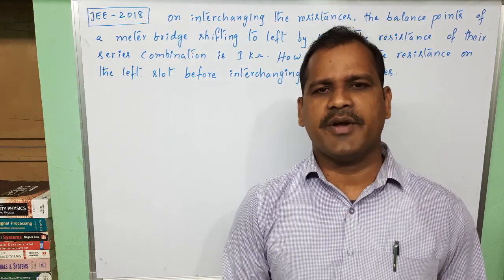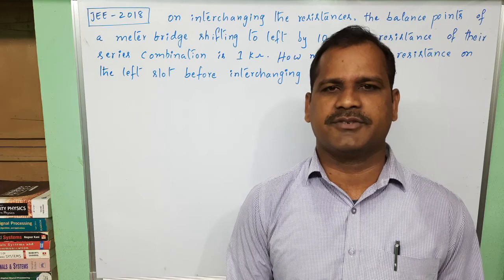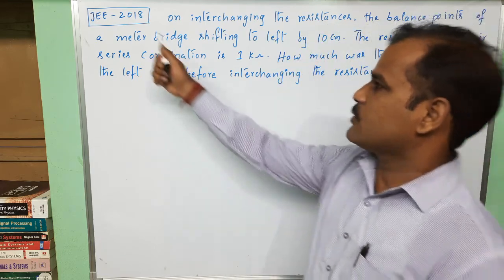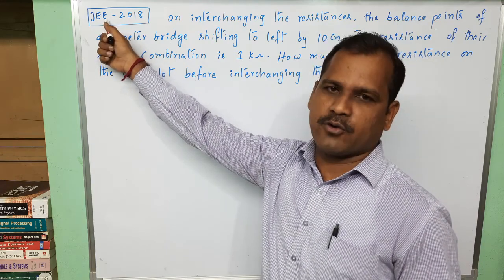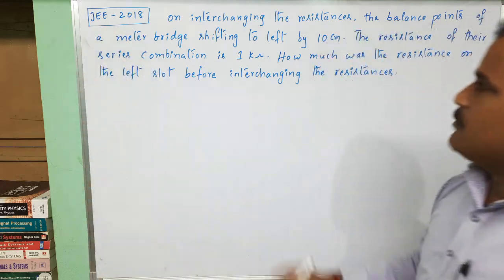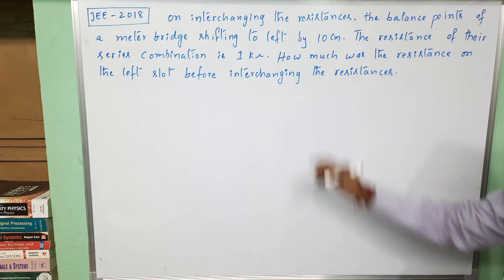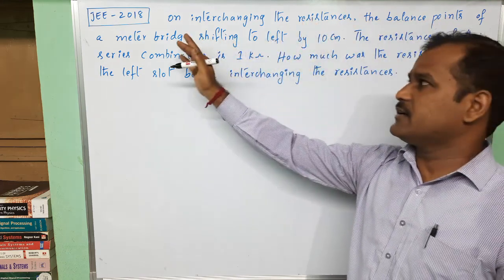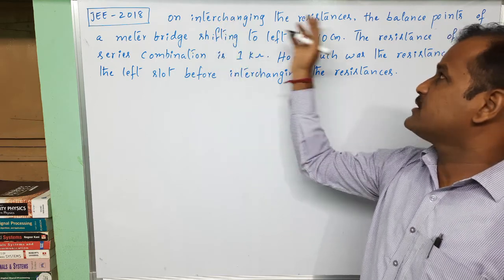Now we are going to solve a problem from the topic meter bridge from the current electricity topic. I have considered the question from the JEE previous paper 2018. Observe the question. Here first, it is given that the meter bridge is under the balanced condition. After that, interchanging of the resistors.